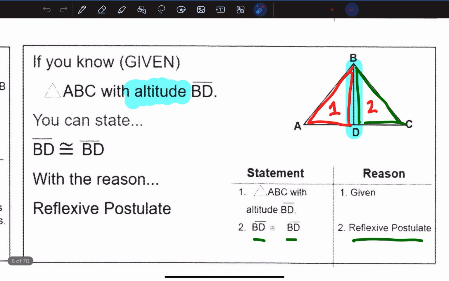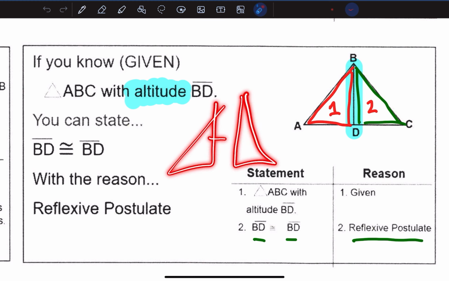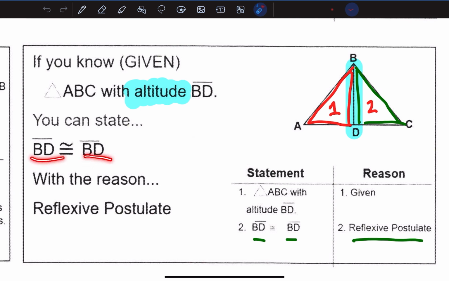And then finally, altitude. What's important here is that with the altitude, if you look right here, this line that's dropped down is a side in both triangle 1 and triangle 2. So if you were to draw the two triangles separately, you could say that BD is congruent to BD. It seems a little silly to say that, but it's really important when you're trying to prove that 1 is congruent to 2, because that's a very easy side to say, hey, look, this side is the same in both, therefore it is congruent. So you start with your given information, and then you can say that this side is the same in both.